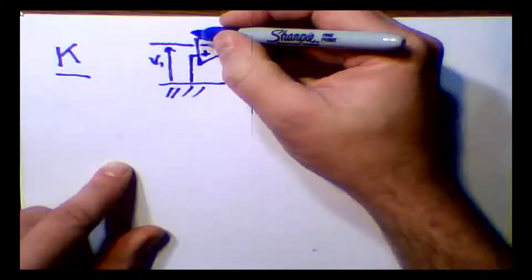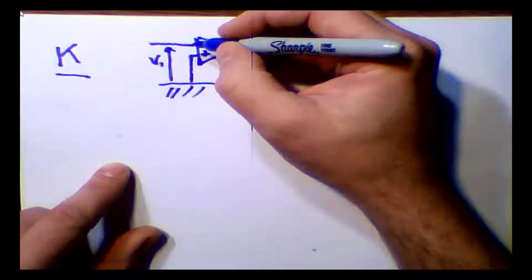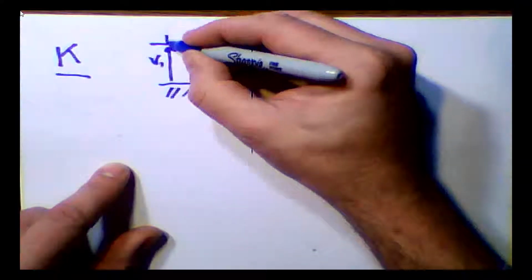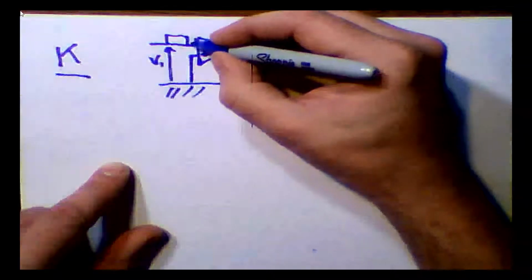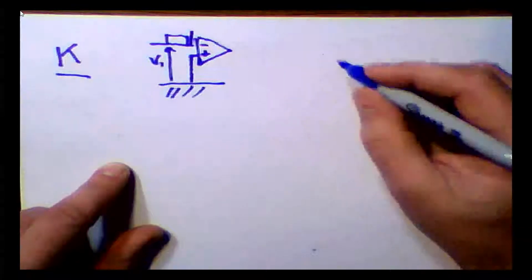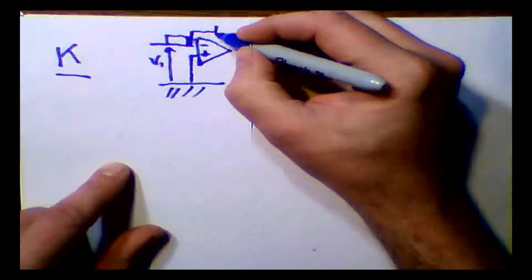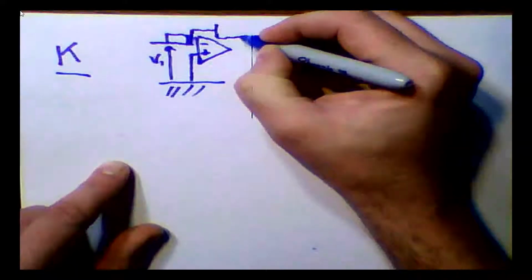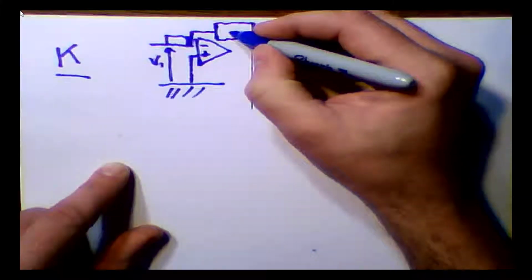Hold on a second here. I made a mistake. We add a resistor here. We divert that signal and we put a second resistor there.